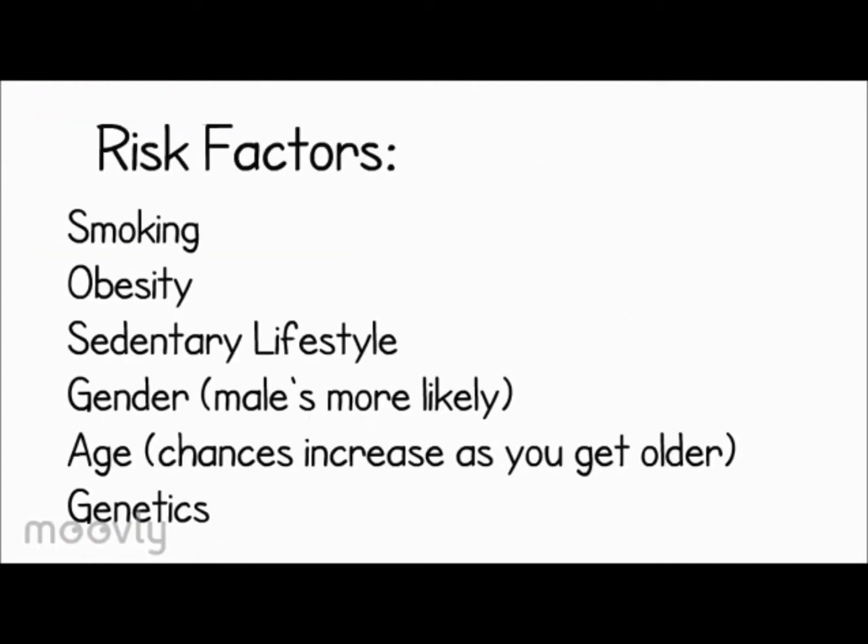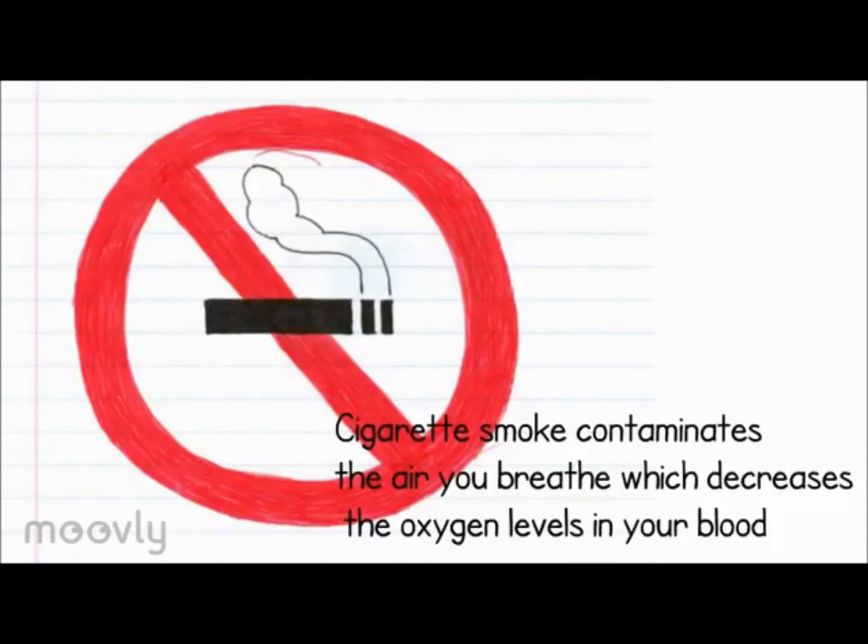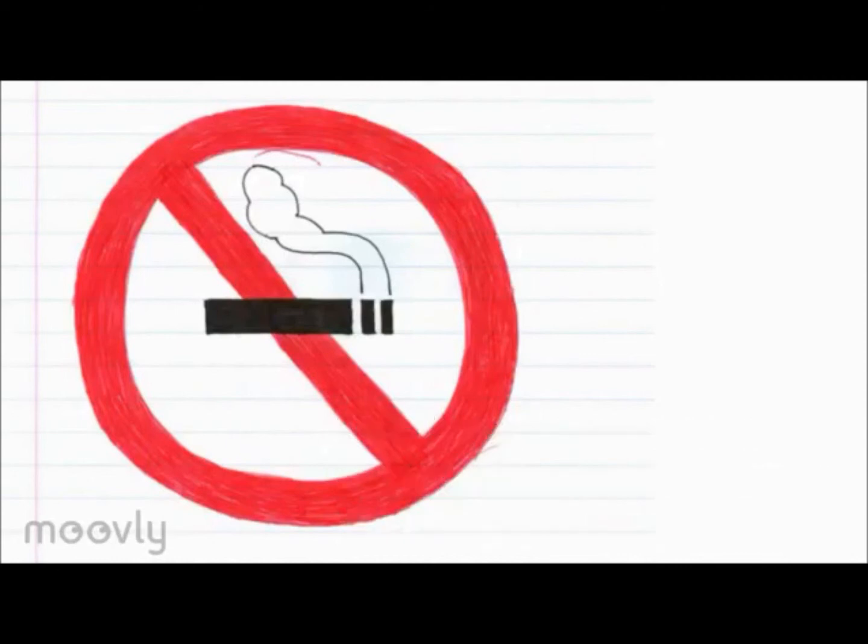Smoking is a major risk factor for coronary artery disease. The chemicals in tobacco harm the structure of your blood cells, which increases your chance of developing blood clots. Smoking increases your likelihood of developing plaque buildup in your coronary arteries, which in turn puts you at a higher risk of developing coronary artery disease.